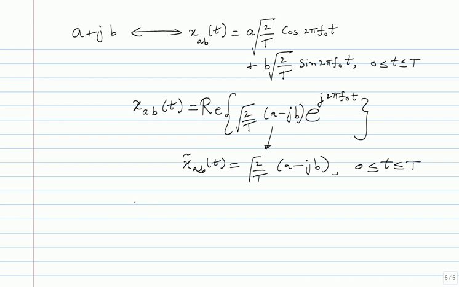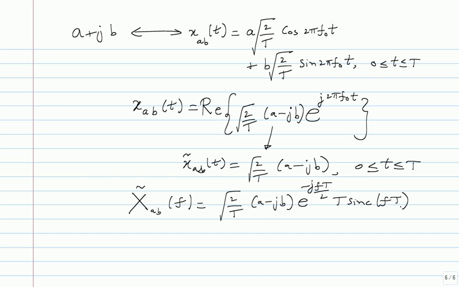What is the expression? So you're saying XAB tilde F is what? Root 2 by T (A minus JB), e power minus J 2 pi FT by 2, T sinc FT. Okay. So are you convinced? Is everybody happy with this answer? Okay. So this is how it has to look.